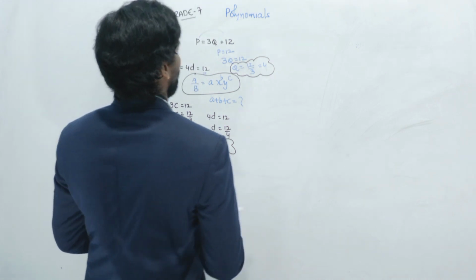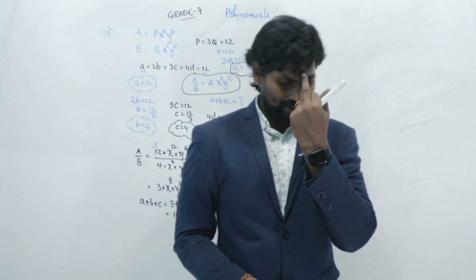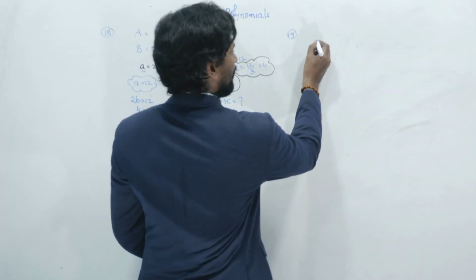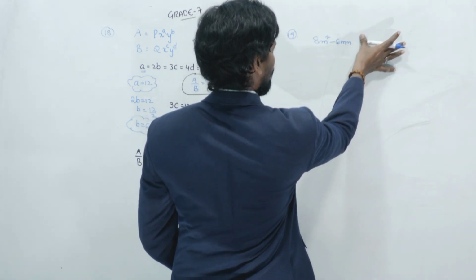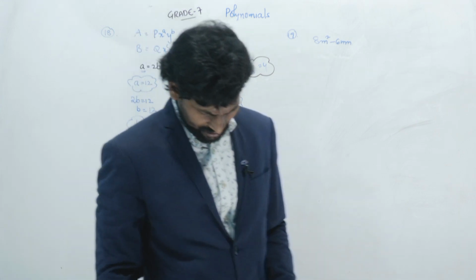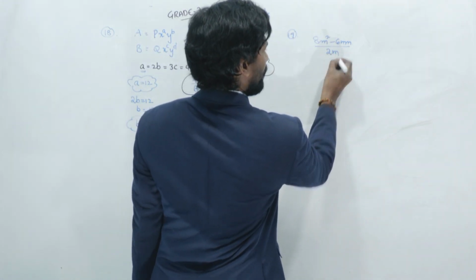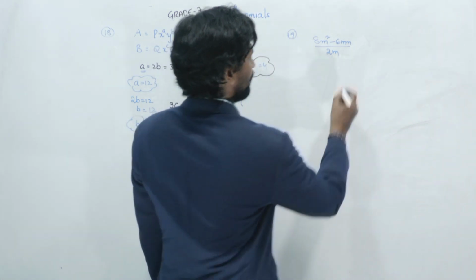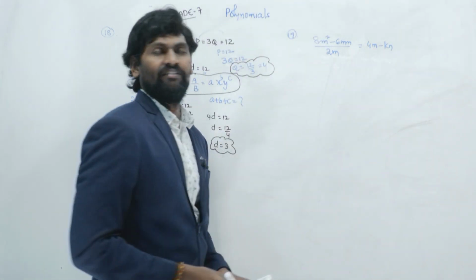Problem number 19. Yeah, 19th question is given that if 8m square minus 6mn is divided by 2m, equals 4m minus kn. That is equal to 4m minus kn. We need to find the value of k.